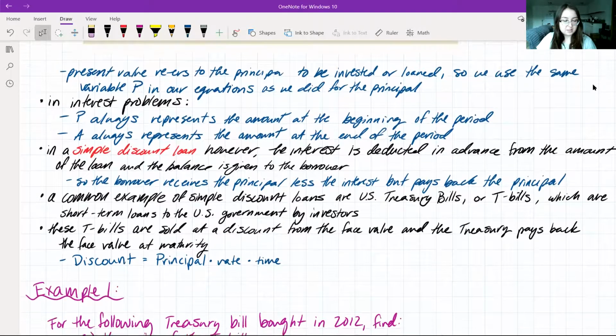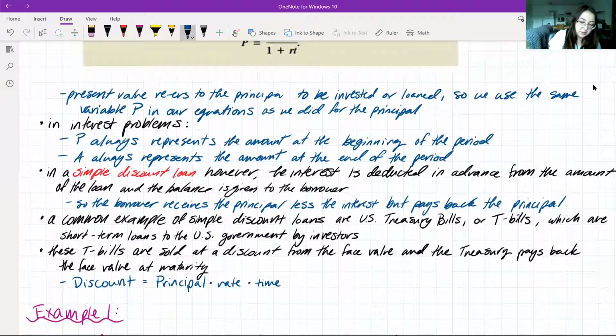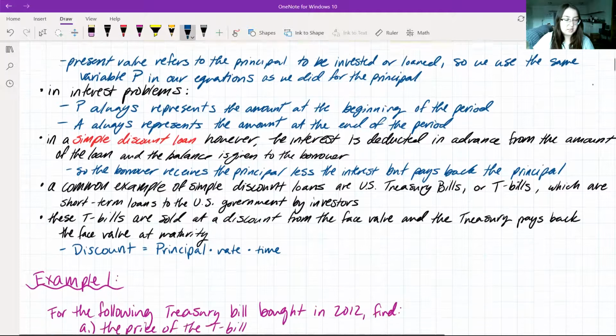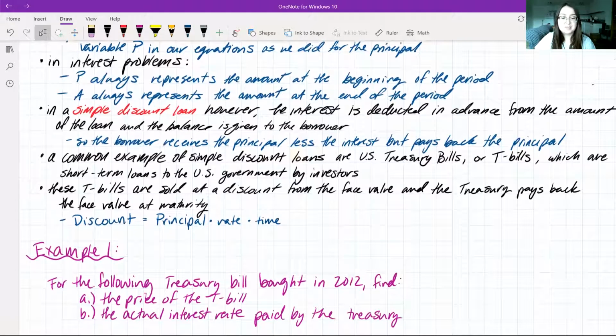All right, so the present value refers to the principal to be invested or loaned, so we can use the same variable P in our equations as we did for the principal. So our present value and our principal are essentially going to be the same thing, so we're going to use P for both variables. Then in our interest problems, P always represents the amount at the beginning of the period, and A always represents the amount at the end of the period. So if you're given an end of the period and you're asked, okay, what's the present value, or what was the principal, then you know you want to solve for P.